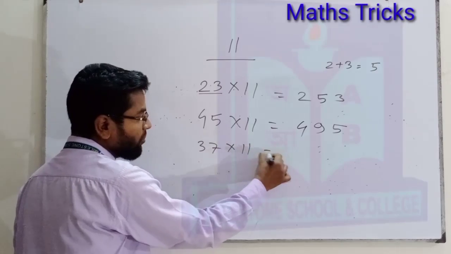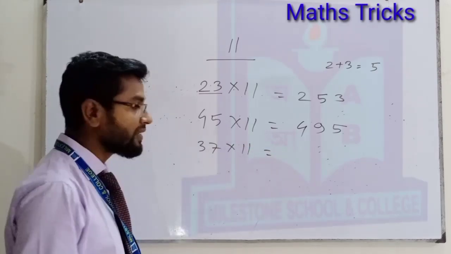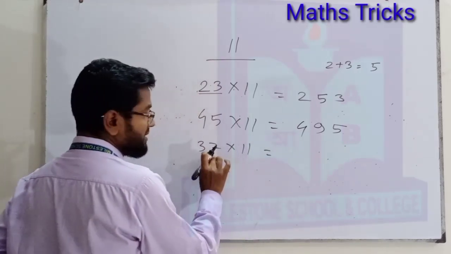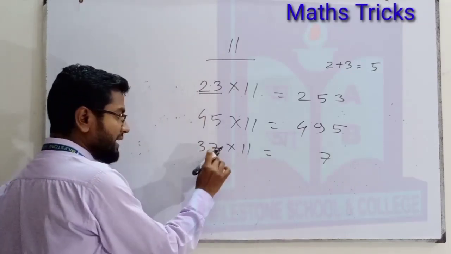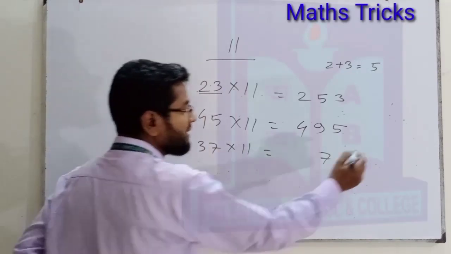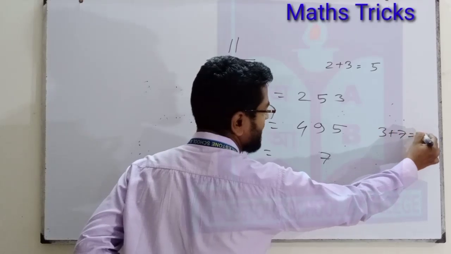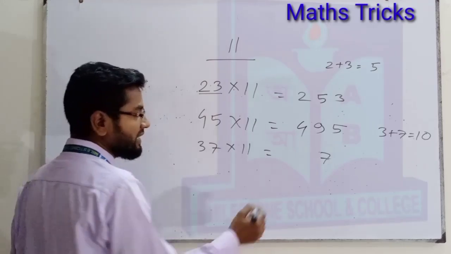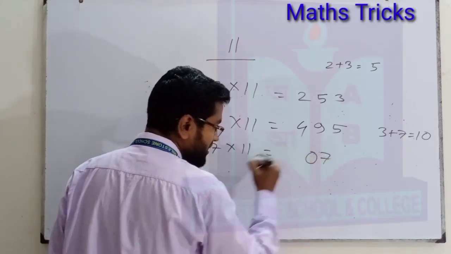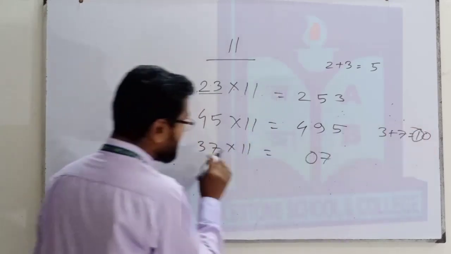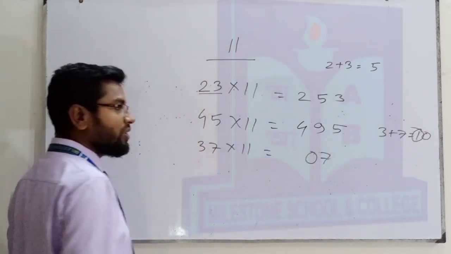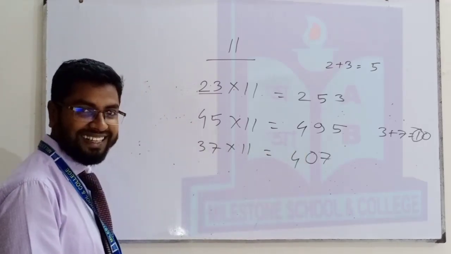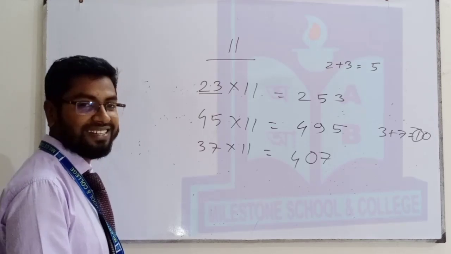Now see, 3 and 7. If I multiply by 11, what will it be? See, 3 and 7, we know they will be the last digit and first digit. So the last digit is fixed, 7. If I add 3 plus 7, it becomes 10. So we can put only one digit in the middle. That digit is 0. The 1 will be carried, and it will be added with this 3. What will be here? 1 and 3, 4. Is it interesting? Yes, it is very interesting.